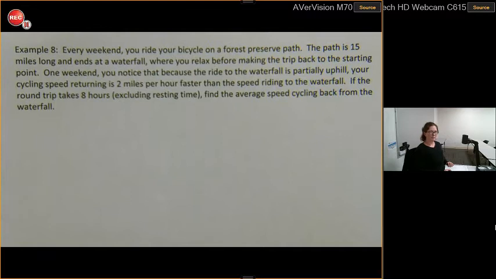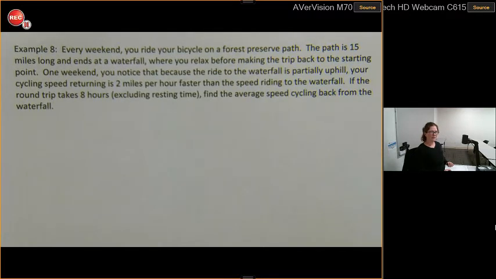Next example, riding your bicycle. It is a 15-mile long path ending at a waterfall. Instead of upstream and downstream, we have uphill and downhill. So one weekend you notice that because the ride to the waterfall is partially uphill, your cycling speed returning is 2 miles an hour faster than the speed riding to the waterfall. If the round trip takes 8 hours, excluding the resting time, find the average speed cycling back from the waterfall.